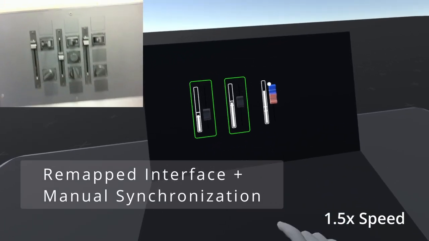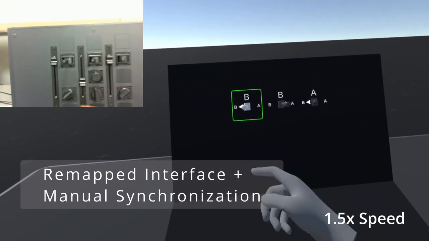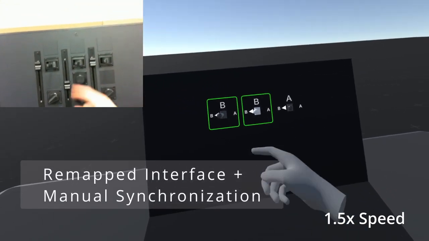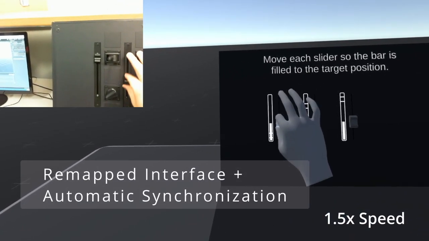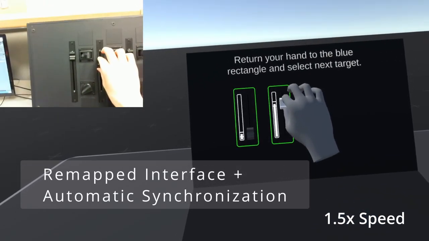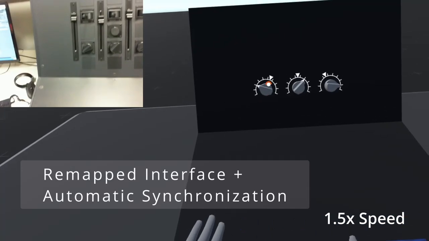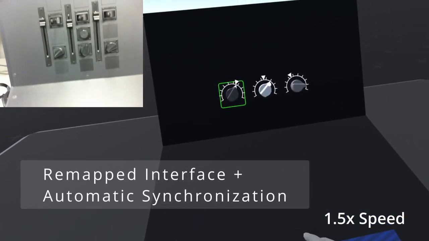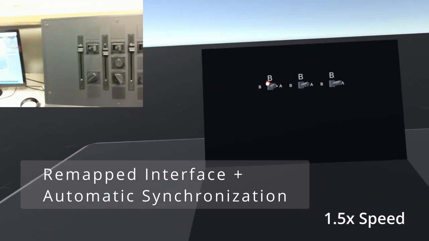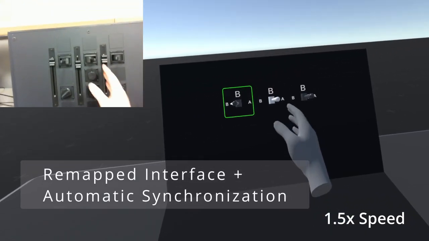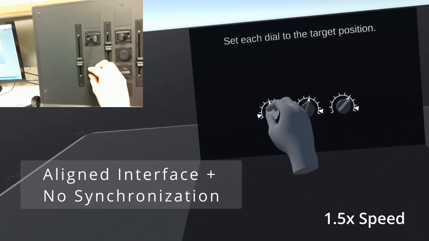Results from the study showed that the manual method significantly increases task completion times, resulting in more work for the user. However, it does enable the effective remapping of interfaces where actuated controls are not available. We also compared an ideal aligned interface where every control is mapped one-to-one with corresponding physical controls against a remapped interface with automatic synchronization. Task completion times were significantly lower for the ideal aligned interface than for the remapped interface.